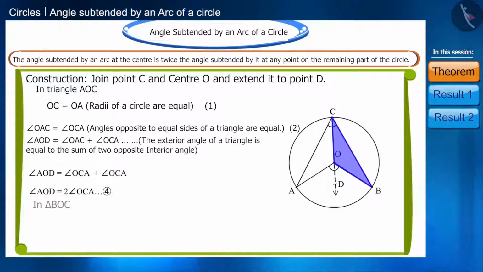Friends, if we repeat the same procedure for triangle BOC, we will get an equation where angle BOD will be equal to twice the angle OCB. Do it yourself by pausing the video.